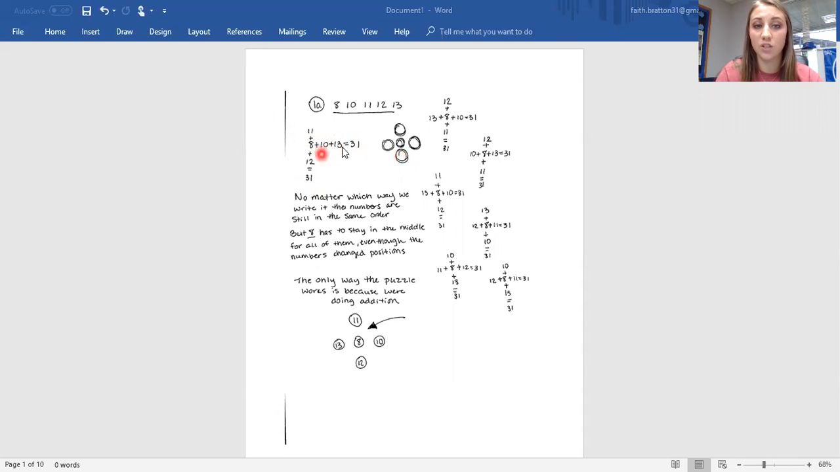And so here's all the different ways, and it shows that these are the only ways that you can work it so that they will all equal the same answer, vertical and horizontal. But 8 has to stay in the middle for all of them, even though the numbers change positions. You can change the numbers as many times as you like, as seen on the side. The only way the puzzle works is because we're doing addition. If we were doing multiplication, the numbers would not work because they would not equal the same thing.